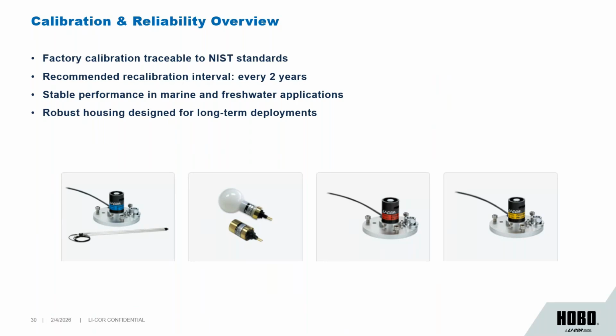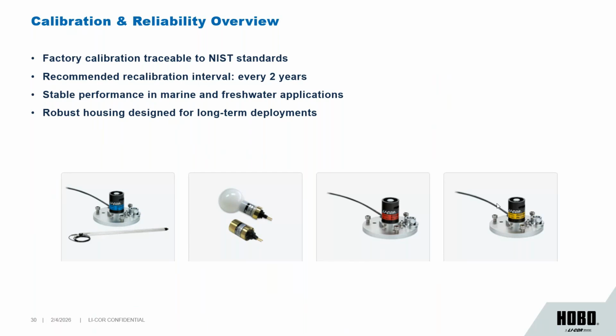This just ensures consistency across your deployment seasons and the various sites you may be using your devices. And really what it means for users is that you have the confidence that the changes in the data reflect the real environmental conditions and not sensor drift or anything like that. So really, that calibration heritage is a key reason researchers trust LICOR sensors for long-term ecosystem studies.